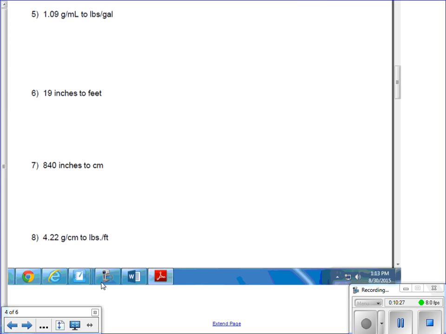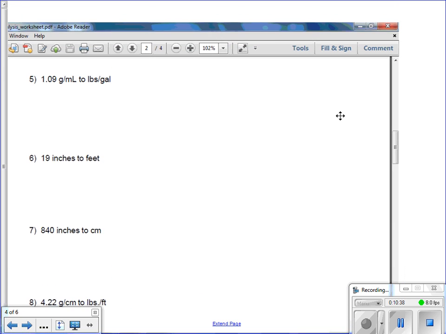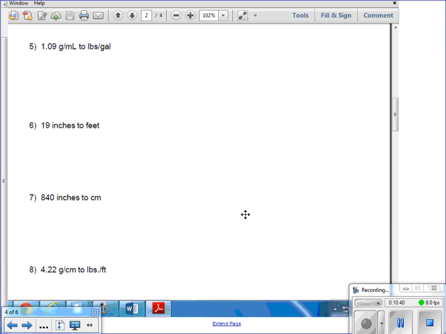Number 5 gets a little bit different. Let me lower this because I can't reach it. All right. There are 1.09 grams per milliliter.